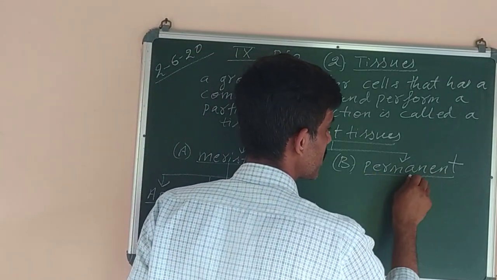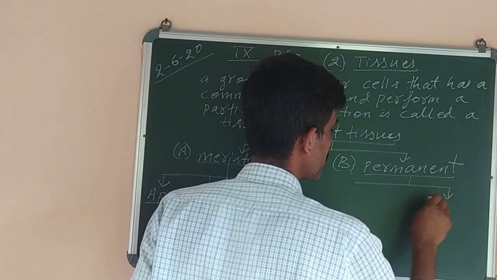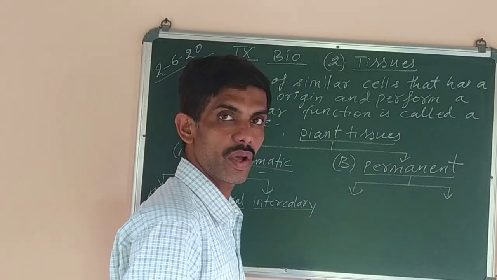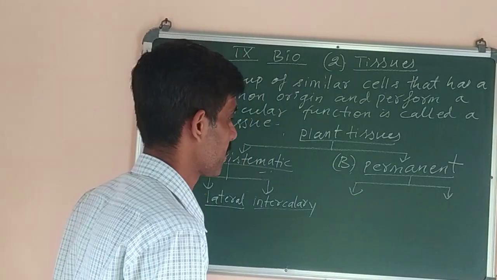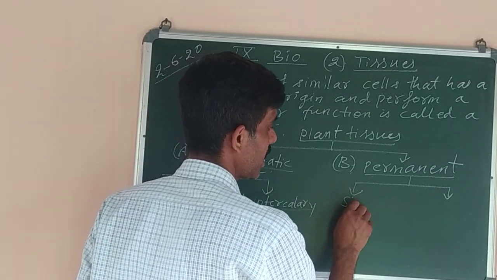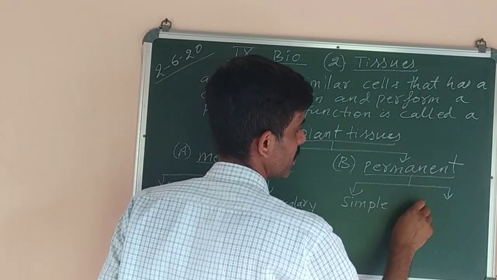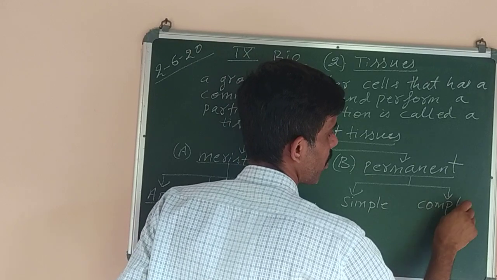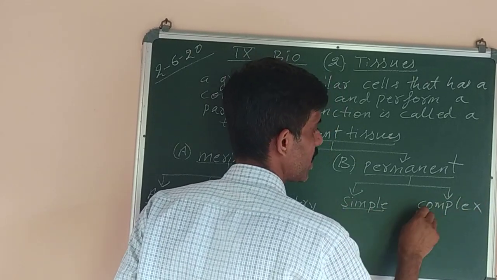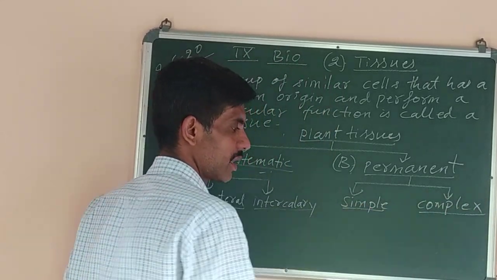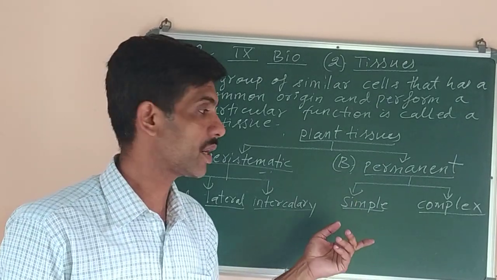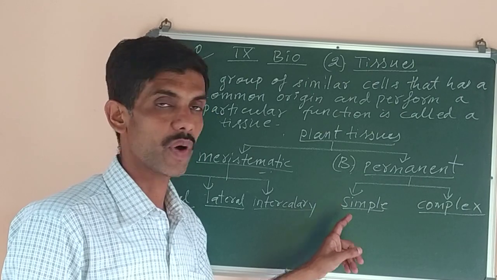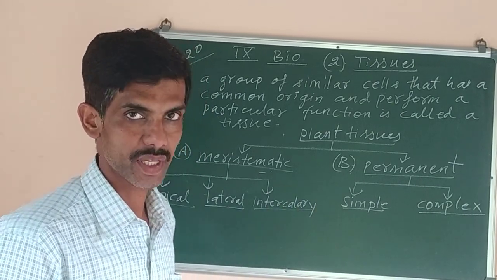Now permanent tissue is further classified into two types based on whether they are made up of one type of cell or more than one type of cell. They are called simple and complex permanent tissue. Simple permanent tissue is the one which is made up of only one type of cells. So if it is asked what is simple permanent tissue, simple tissue is the one which is made up of one type of cells only.